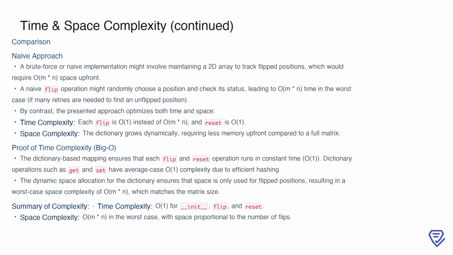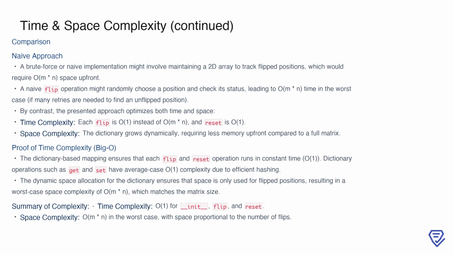Comparing this optimized approach to a naive implementation highlights significant improvements in both time and space complexity. A brute force method might maintain a full 2D array to track flipped positions, which requires O(m*n) space upfront. Additionally, a naive flip operation would involve randomly selecting positions and checking their status, potentially leading to O(m*n) time in the worst case due to repeated retries.